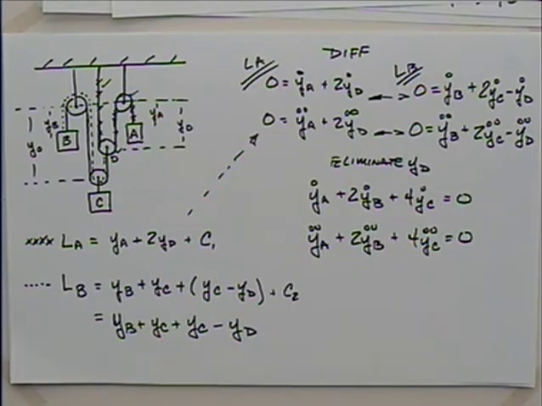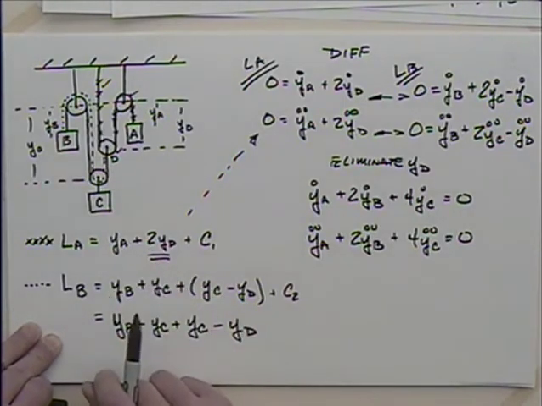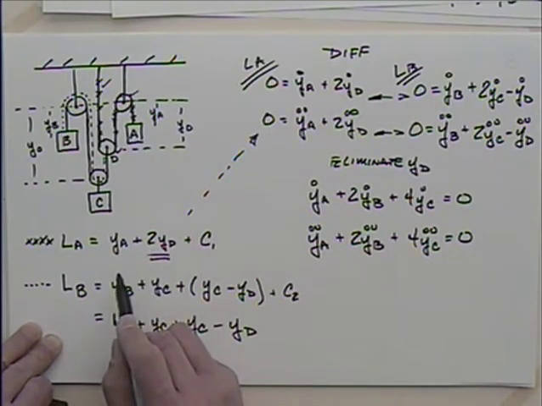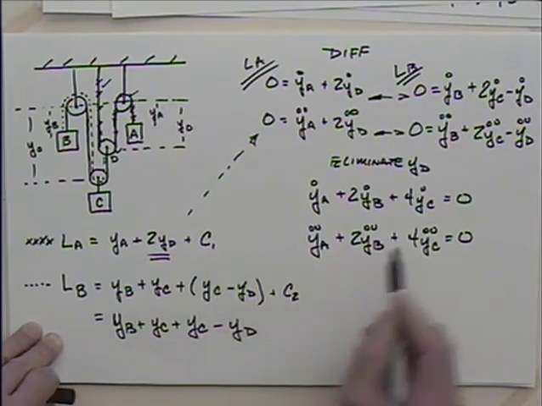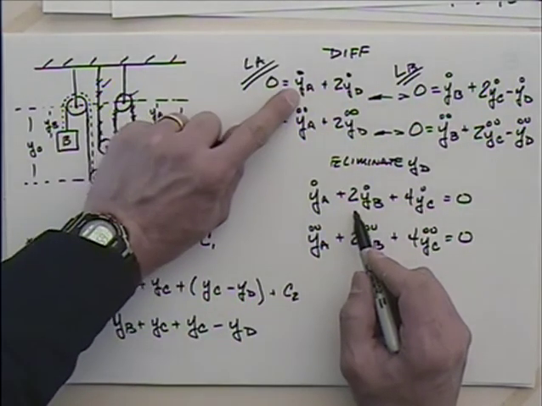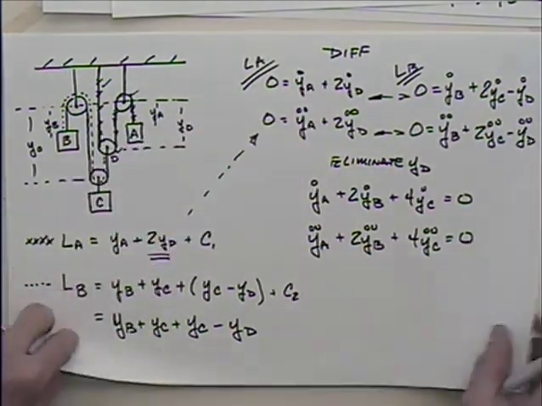Oh, right here. Where did I get this one? The part you just did, you have y sub a plus 2y sub b plus 4y sub c. Oh, you're wondering where this 2 comes from? Yeah. Okay. So let me grab a piece of paper here.